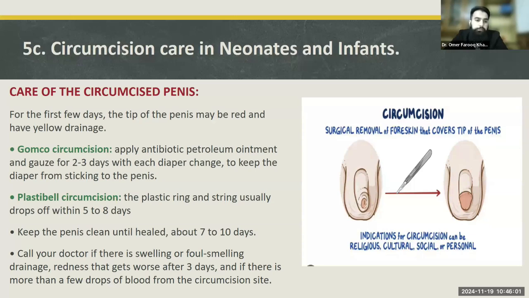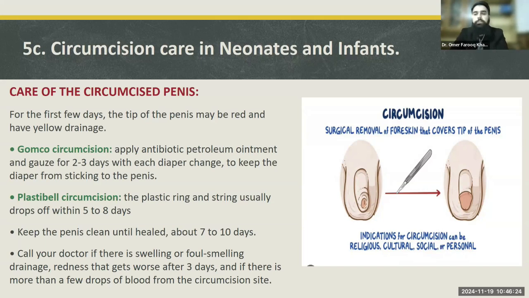Then there is plastibell circumcision. The plastic ring and string usually drops off within 5 to 8 days. Keep the penis clean until healed, about 7 to 10 days. Call your doctor if there is swelling or foul smelling discharge, redness that gets worse after 3 days, and if there is more than a few drops of blood from the circumcision site, immediately call your doctor or go back to the hospital.